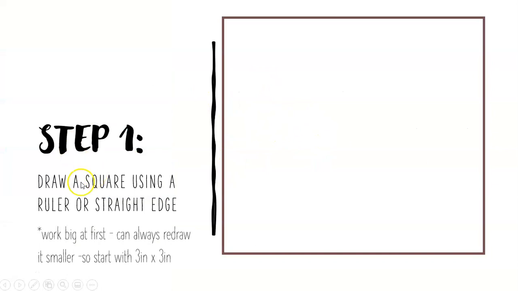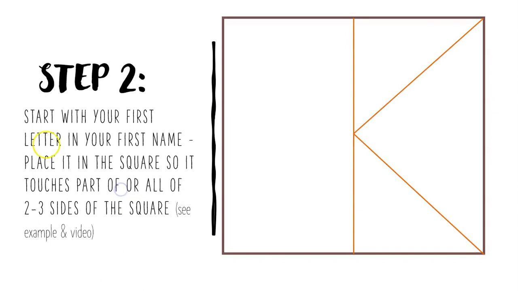Alright, so step 1, you're going to draw a square using a ruler or a straight edge. I would encourage you to work big at first, and you can always redraw it smaller. So start with like a 3" by 3". That's like a post-it note, or if you have a sticky note at home, I would use that whole entire square, and you can draw it out from there and kind of just play around with it.